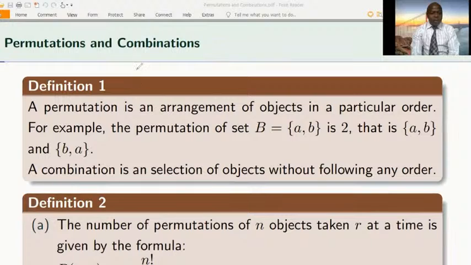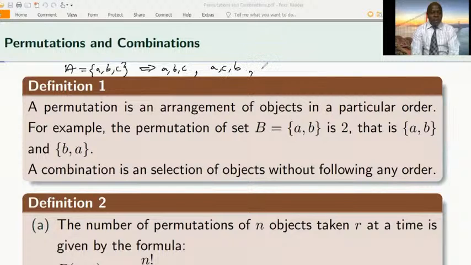Just before we go to the formulas of how to do permutations and combinations, let me try to explain the definition. Supposing we are given a set containing the elements A, B, C, and we are told to arrange these elements. We can have the first arrangement as ABC, then we can have the second one as A, then followed by C, then B. This order is different from this.